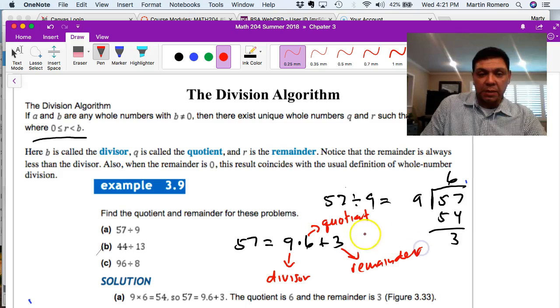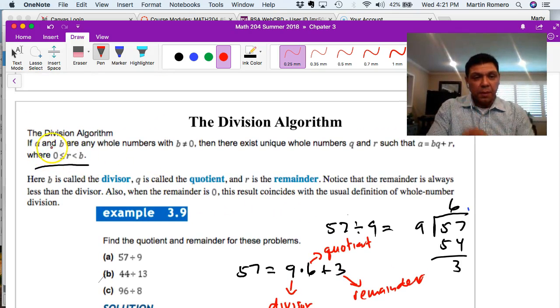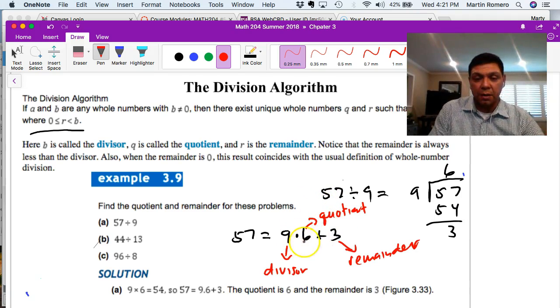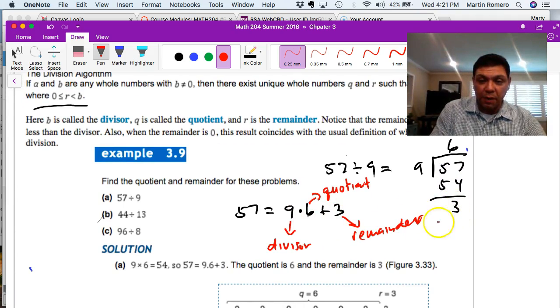So in this case, we can now go back to the division algorithm. If A and B are any whole numbers, there exist unique numbers Q and R such that A is equal to B times Q plus R, where R, the remainder, has to be between 0 and B. In that case, it would be 0 and 9. So what we're talking about here is that any number can be thought of in this way, a product of two numbers plus another number, which leads us to the division algorithm and why that works, and why the remainder is part of the answer here.